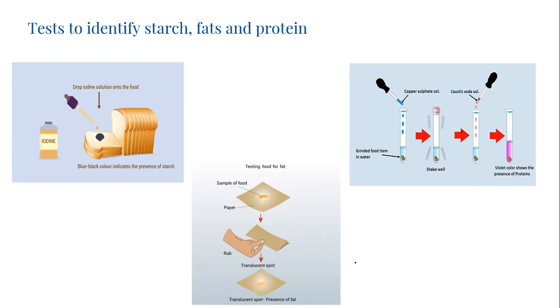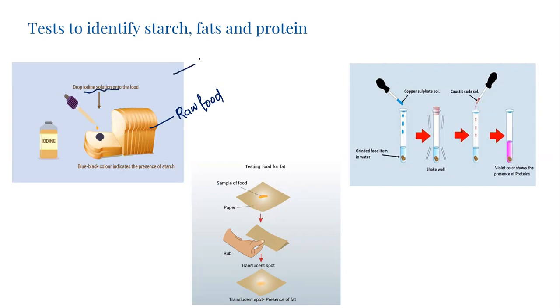Now that we have talked about all of the nutrients, let's also understand how we identify that a particular nutrient is present in a food. To identify starch, we are going to take the raw food. In this case, we have taken bread. To this food, we are going to add the iodine solution.